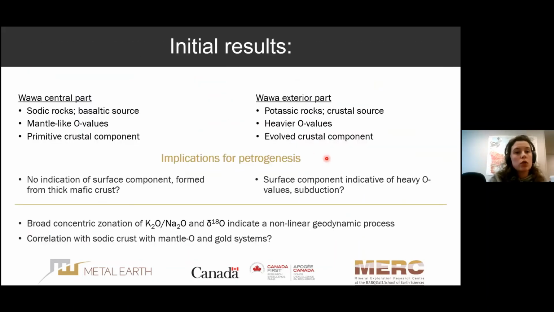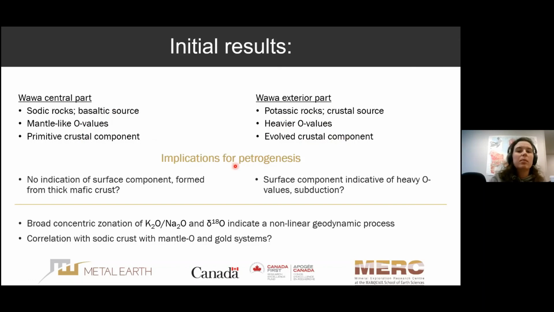So the initial results tell us that the central part of Wawa seems to be dominated by sodic rocks from a basaltic source, and the oxygen values are mantle-like. So this could indicate that we have a primitive crustal component. If we move out to the exterior part, it seems like we have an area mostly dominated by potassic rocks from a crustal source, and the oxygen values become heavier. So this might be an evolved crustal component.